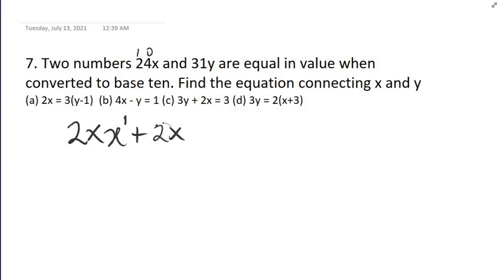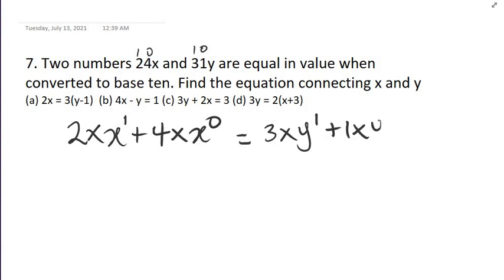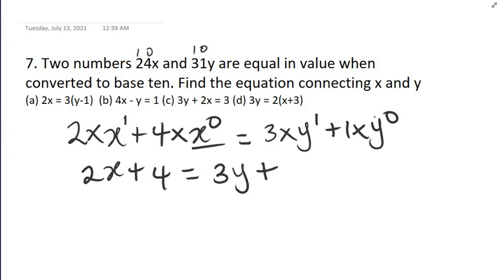so hold on, need to erase this. Okay, plus 4 times x raised to power 0. Now equals the same thing here, 3 times y raised to power 1 plus 1 times y raised to power 0. So 2 times x is 2x plus, in math, anything raised to the power of 0 is 1. So 4 times 1 is 4, equals 3 times y will give me 3y plus y raised to the power 0 is 1. 1 times 1 is 1.